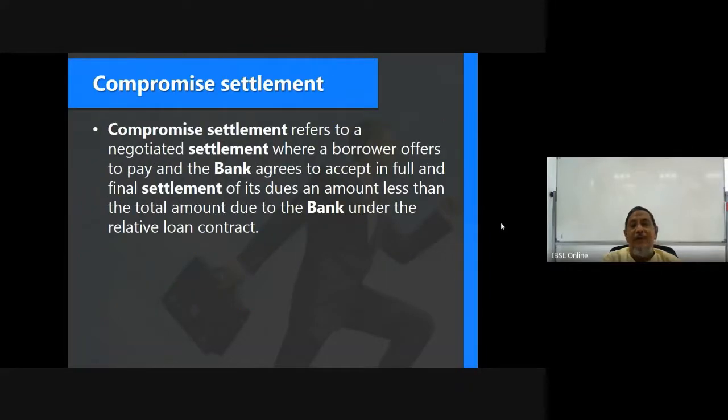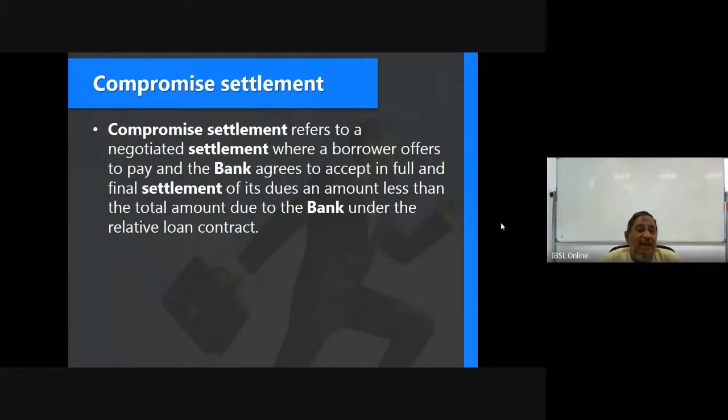Okay. So the next option we're going to talk about is compromise settlement. What is compromise settlement? It refers to a negotiated settlement where a borrower offers to pay and the bank agrees to accept, in full and final settlement of dues, an amount less than the total amount due to the bank under the relevant loan contract. It's called compromise settlement.